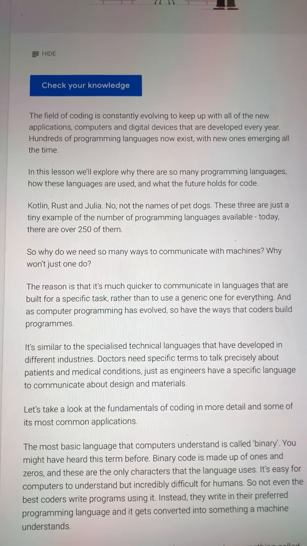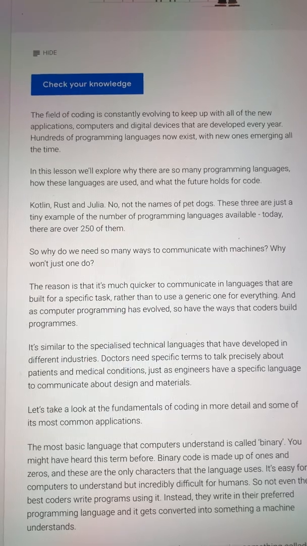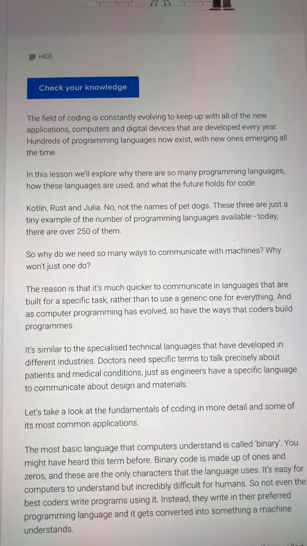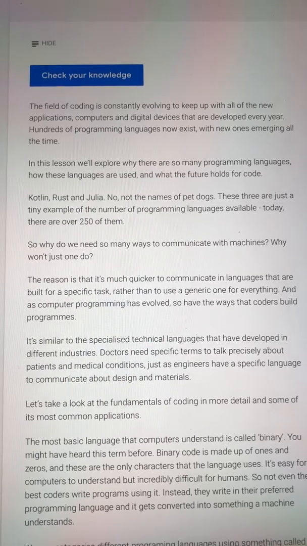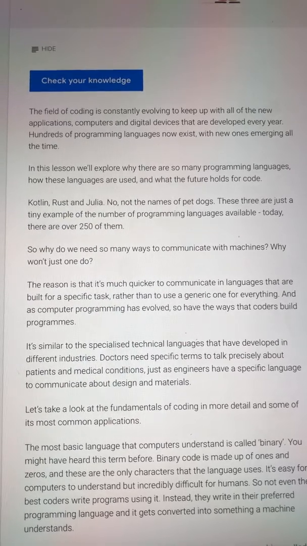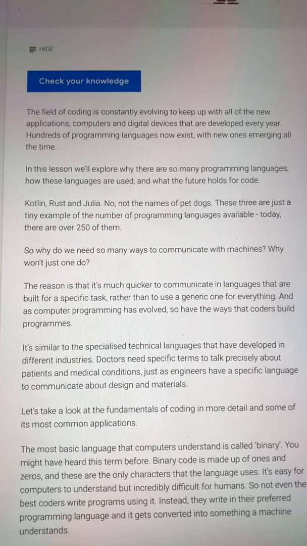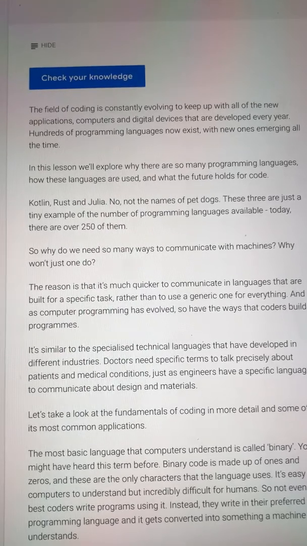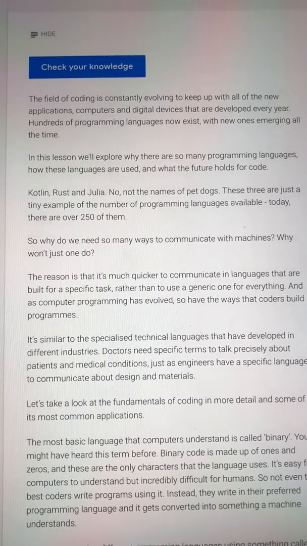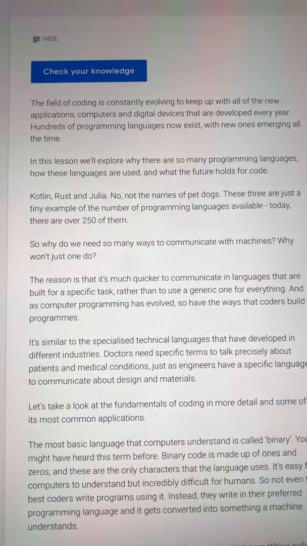In this lesson, we will explore why there are so many programming languages, how these languages are used, and what the future holds for code. Kotlin, Rust, and Julia. No, not the names of pet dogs. These three are just a tiny example of the number of programming languages available today. There are over 250 of them. So why do we need so many ways to communicate with machines? Why won't just one do?